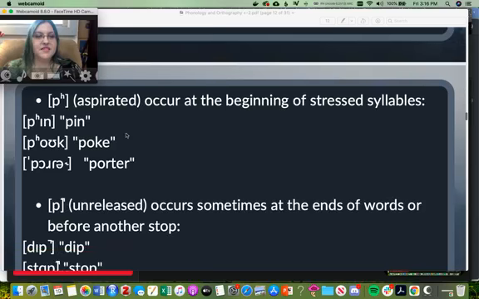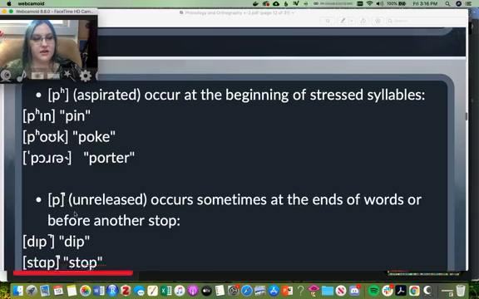So the aspirated P, the P with a little puff of air, you can actually tell if you hold your hand up in front of your mouth and say pie or pin or poke or porter, as I've listed here. If you say these words, you can notice a little aspiration, and these tend to occur at the beginning of a stressed syllable. Oh, this one should have a little H as well. These tend to occur at the beginning of a stressed syllable, but they don't tend to occur in a lot of other positions.